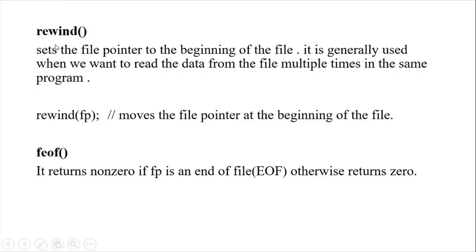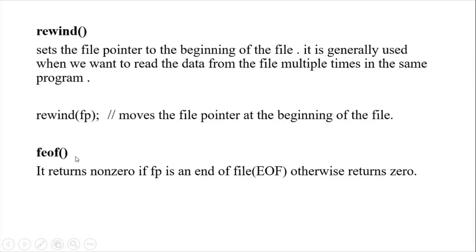Next one is rewind. What is rewind? Whenever you execute the rewind function, it will set the file pointer to the beginning of the file. It is generally used when we want to read the data from the file multiple times in the same program. The syntax is like this: rewind of fp. That means it moves the file pointer to the beginning of the file. So these are the cursor moving functions.